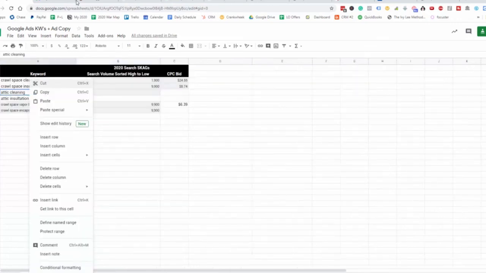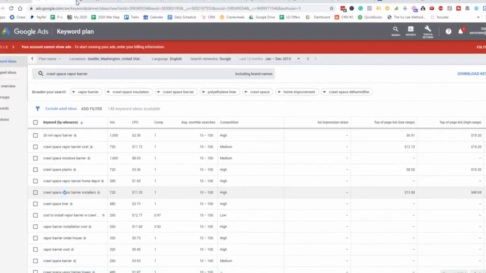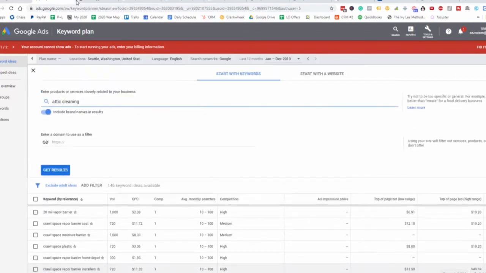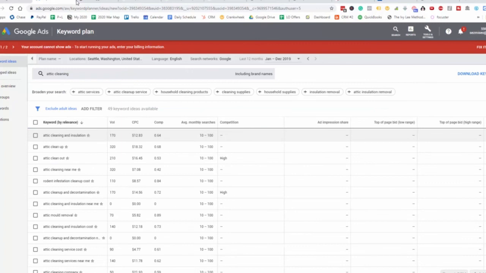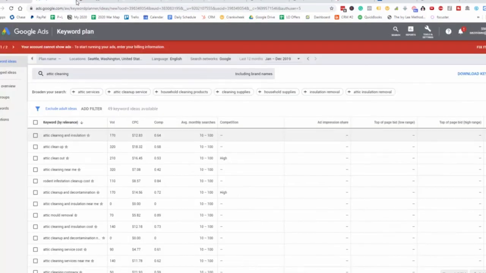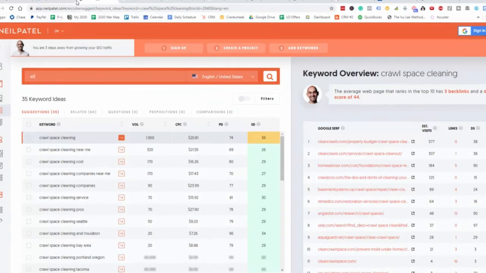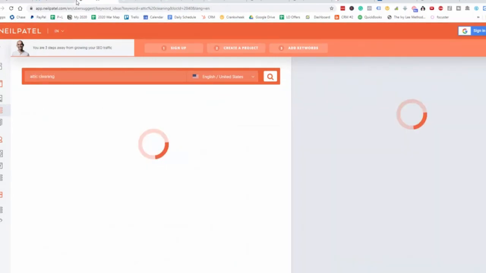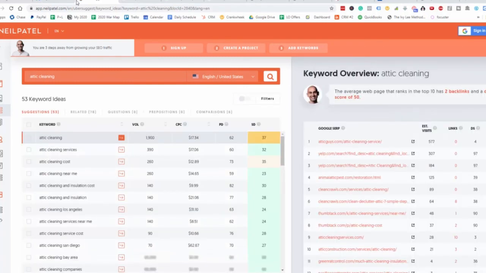Let's go ahead and do one more search here. Let's go to attic cleaning. And let's go ahead and exit this one. Get results: attic cleaning and installation, attic cleanup, attic cleaning obviously here, and then have one be attic installation. Two separate ad groups here like we have right here. And this one isn't actually showing the volume and the cost per click for the cleaning and installation. So let's go back and type in attic cleaning here. Okay, attic cleaning. Here we can see this volume right here.